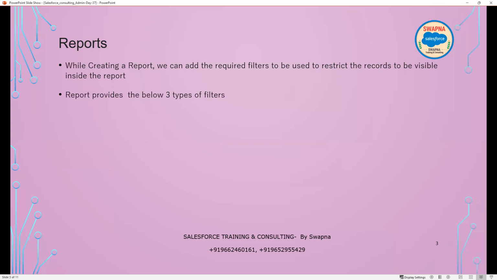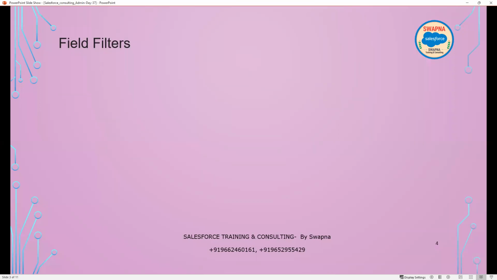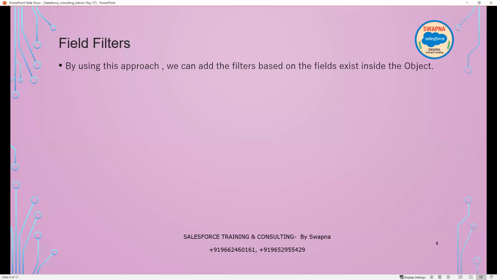Now, reports provide the below three types of filters: field filter, row limit filter, cross object filter. Three things. Field filters: by using this approach, we can add filters based on the fields that exist in the object. For example, rating equal to hot, industry equal to finance, annual revenue greater than 45,000, active equal to yes. The one we created yesterday is a field filter.